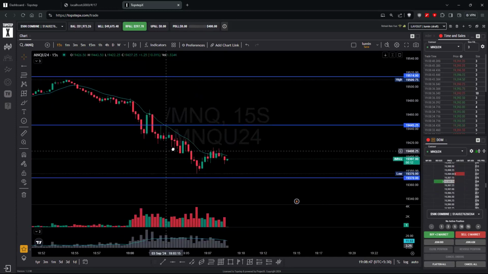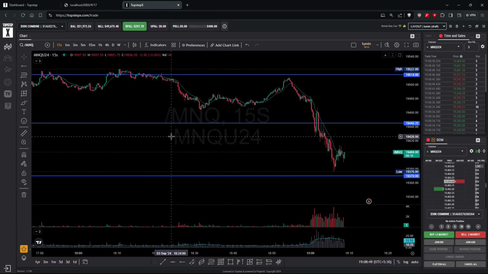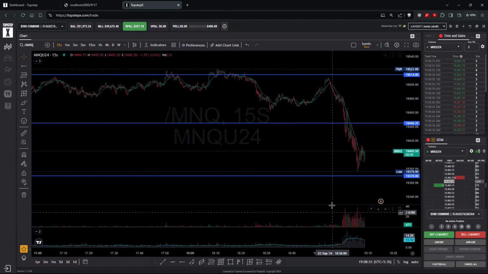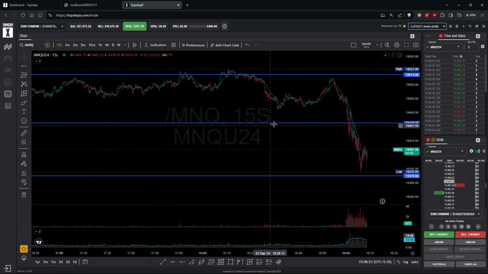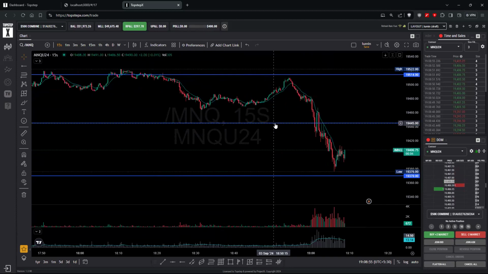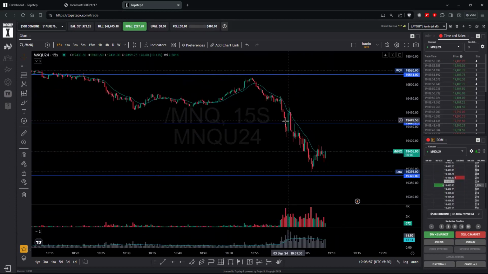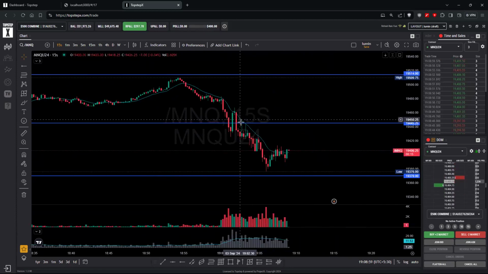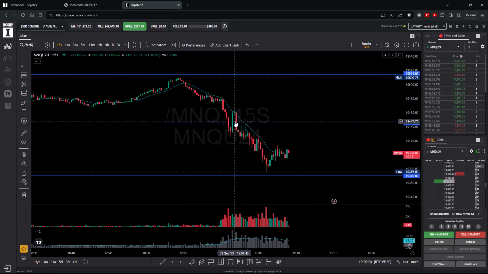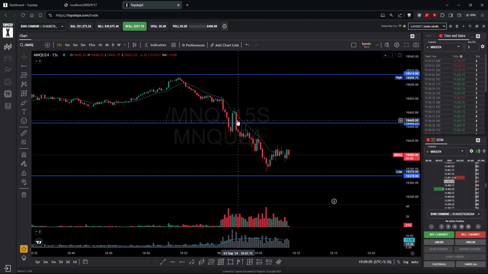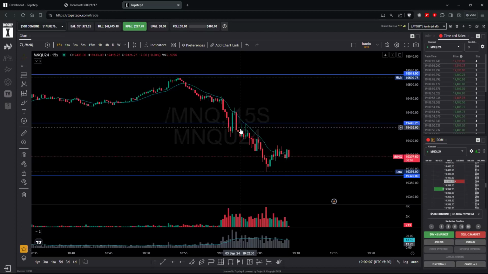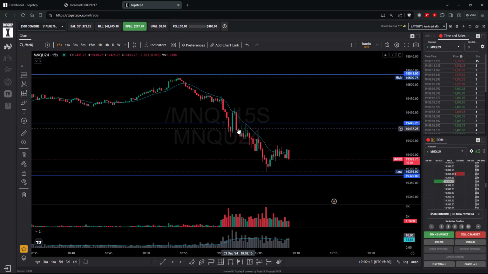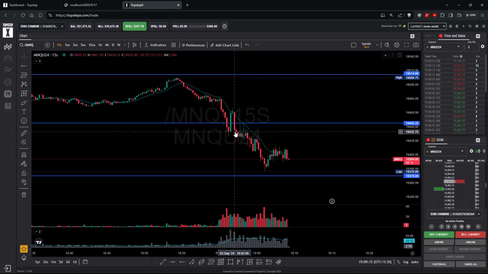So what I did: I drew my levels. Hourly levels are important for me. Let's say this candle had closed below this level, then I would not have entered here. I would have waited until another candle or two had broken this hourly level, and then I would have entered. But I got my ideal entry.